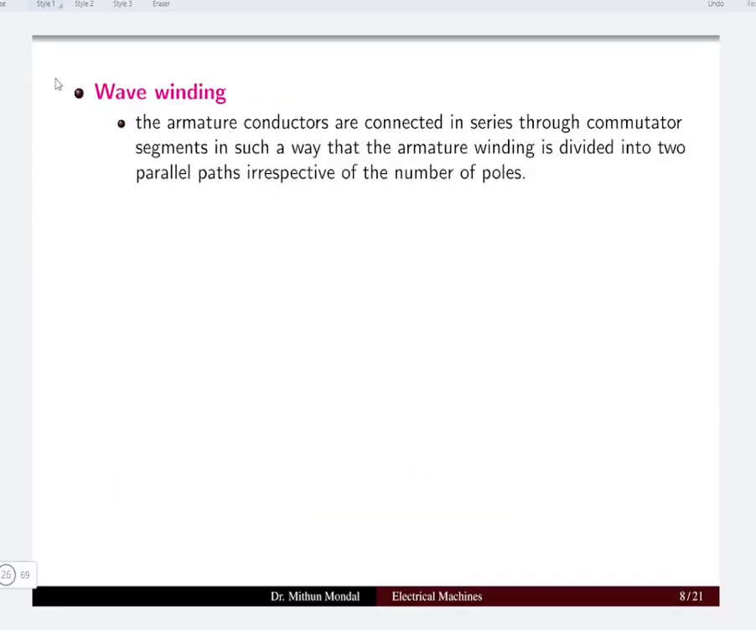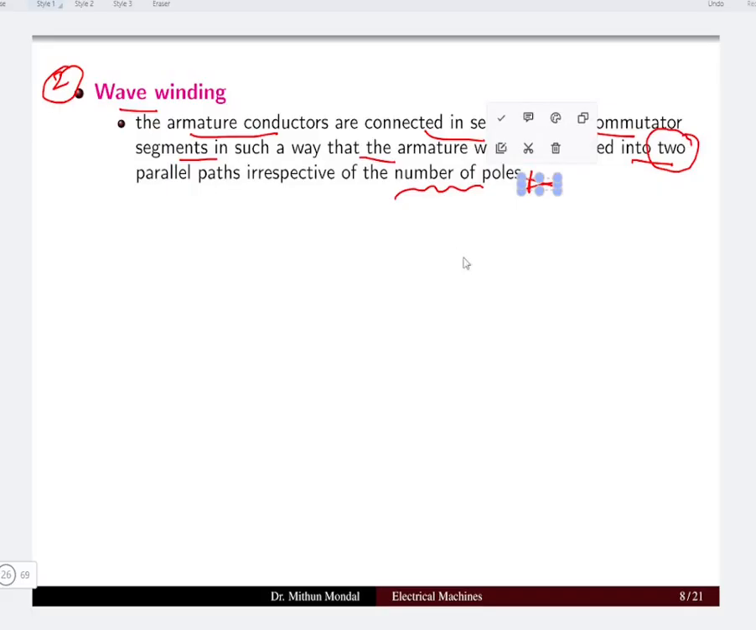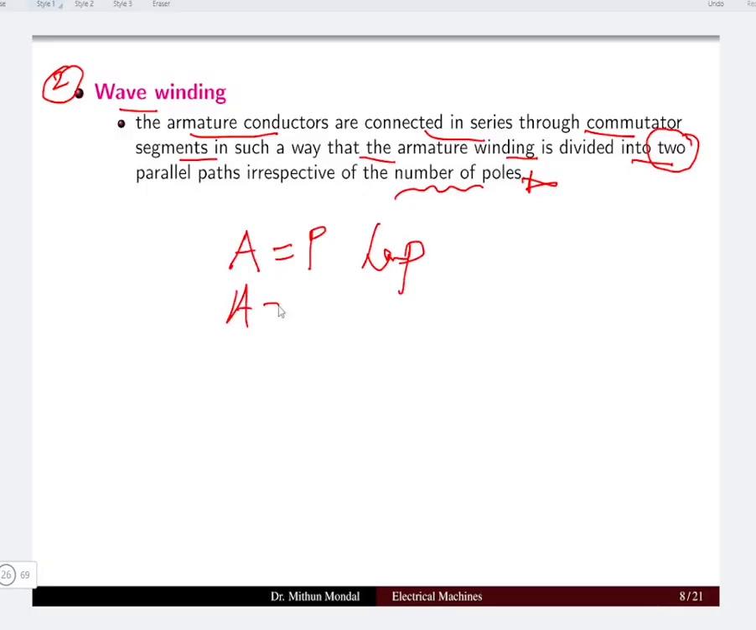The second type of armature winding is basically the wave winding. And in the wave winding, the armature conductors are connected in series through the commutator segment in such a way that the armature winding is divided into two parallel paths irrespective of how many number of poles are there. So in the lap winding, we have seen that the number of parallel paths is equal to the number of poles. So we can say that A is equal to P in case of the lap winding, whereas in case of the wave winding, it is fixed, that is 2. The number of parallel paths is equal to 2 irrespective of the number of poles.